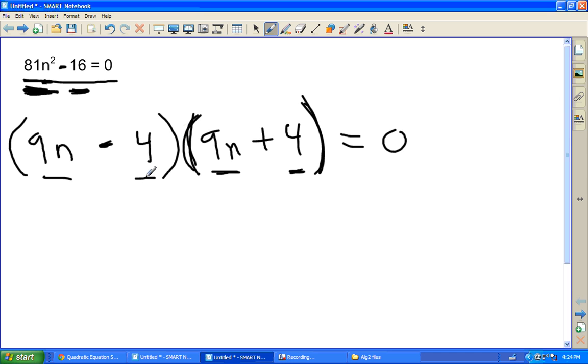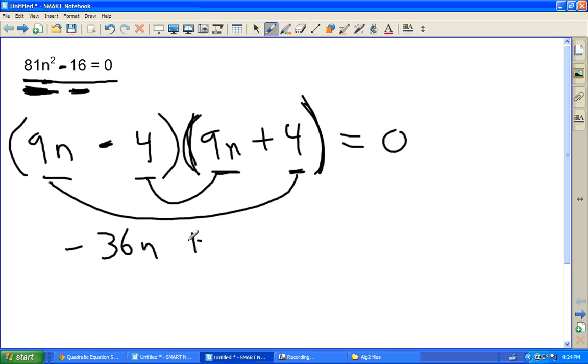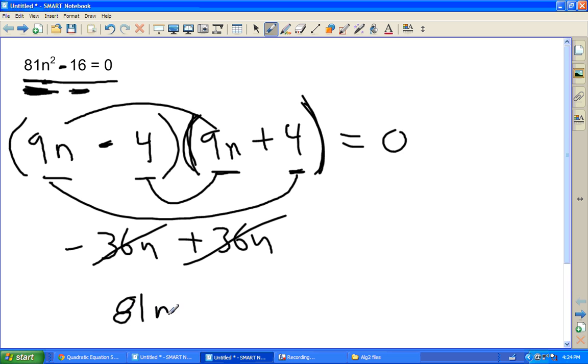If I just look at this times this, that's a minus 36 times n. If I look at the outside terms, plus 4 times 9n, that's a plus 36n. Minus 36n plus 36n, that cancels. They go away. So all I'm left with is the 9n times itself, which is 81n squared, and then the 4 and the 4, which is 16. But look, it's a plus and a minus. A positive times a negative is a minus 16, and that's exactly what you started with.